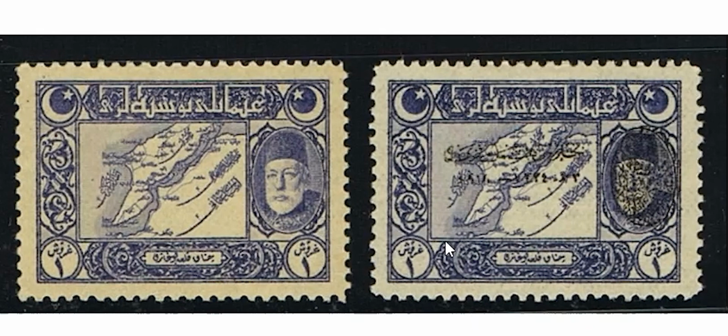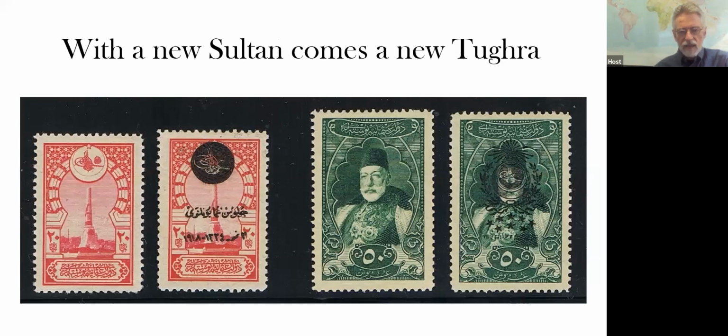This obliteration of his face was due to the change of monarchs, or change of sultans. This is Mohammed V, and when Sultan Mohammed VI took over, the stamps were reissued with the face blotted out on the occasion of Mohammed VI taking over. Here are more examples. It's a whole set of stamps with different obliterations.